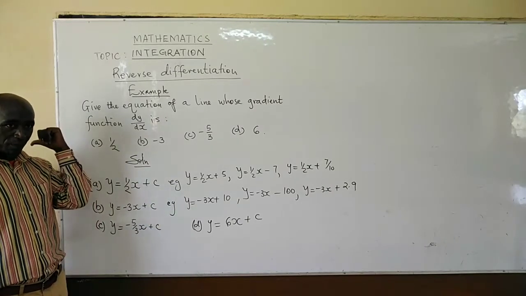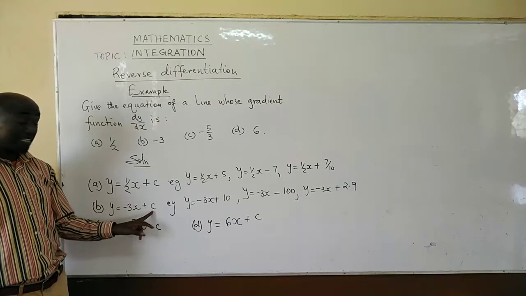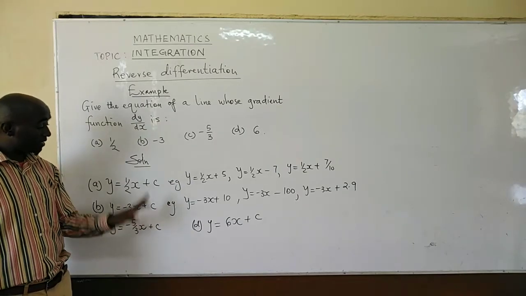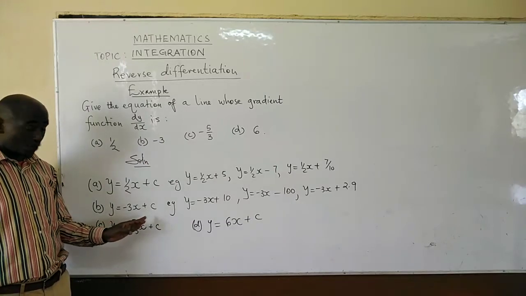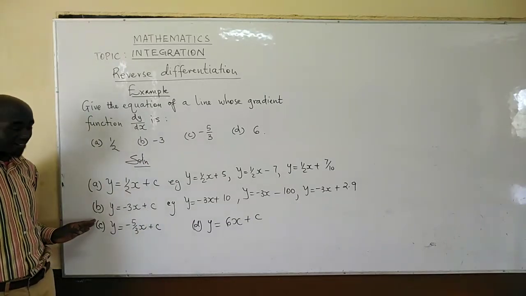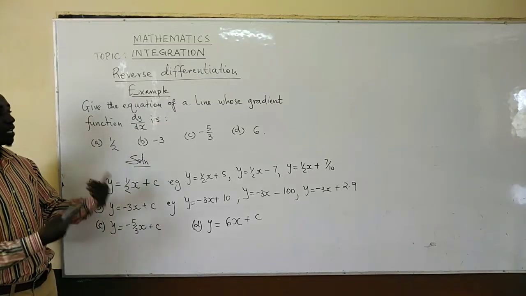If you go back to the topic of differentiation, we find dy/dx here. C, remember, can be any constant. It can be 10. So if you differentiate y is equal to negative 3x plus 10, what do we have as dy/dx? dy/dx will be negative 3. So this is what we call integration.